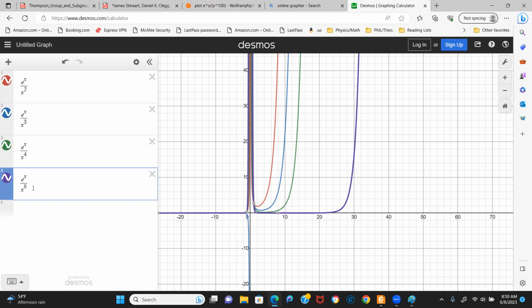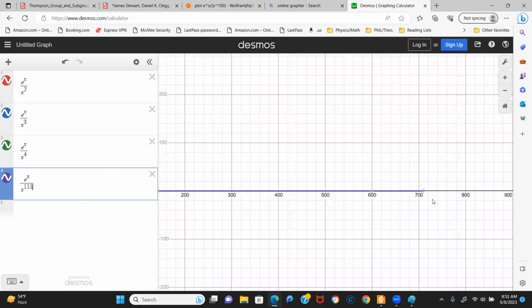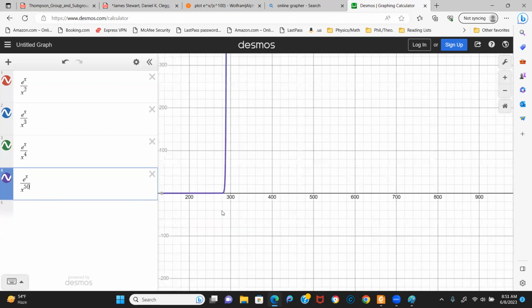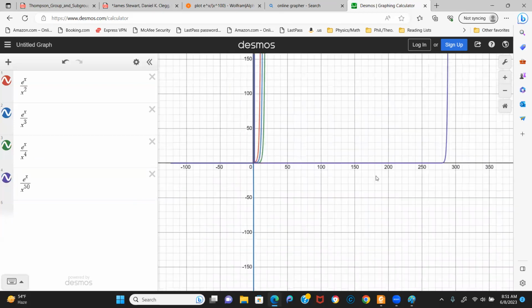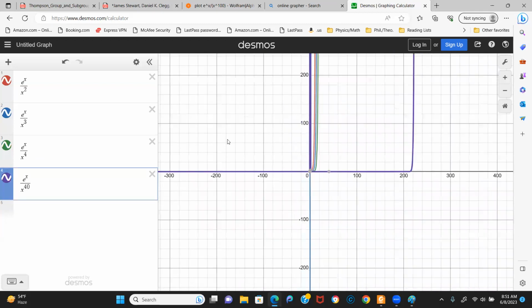So that means it's still true that e to the x grows to infinity much faster than x to the n for any n. It might take you longer, you might have to go farther out for x to see that, but it still does. So x to the ninth, x to the 10th, 11th. Oops, I don't even know if I can zoom out far enough. Yeah, the computer breaks down. What if I did x to the 50th? And then x to the 40th. Yeah, so you can see it still goes off to infinity.